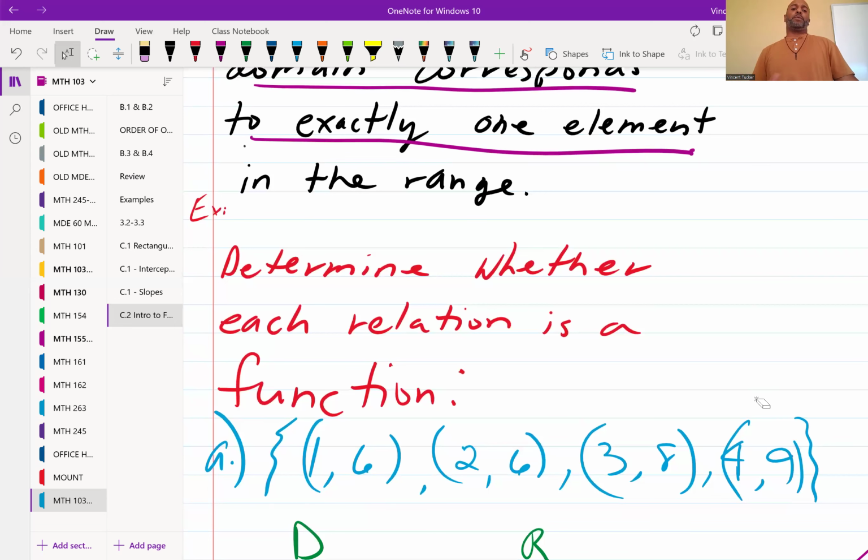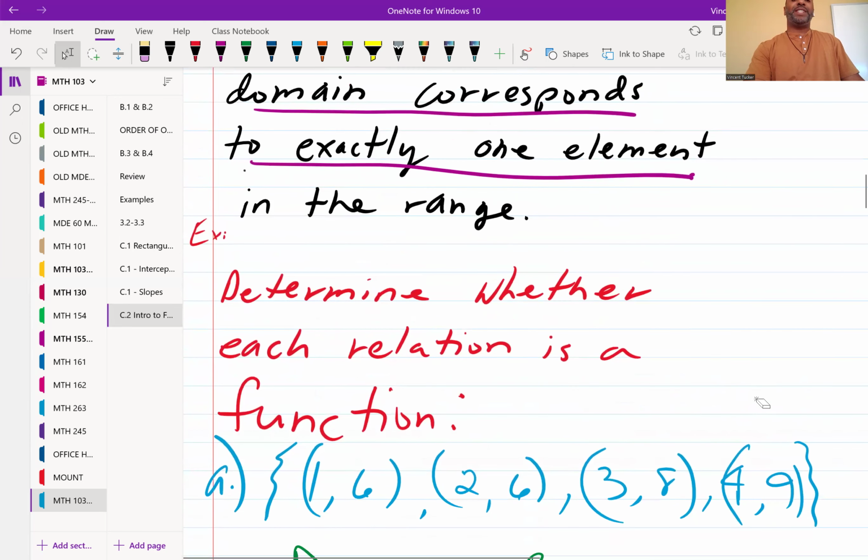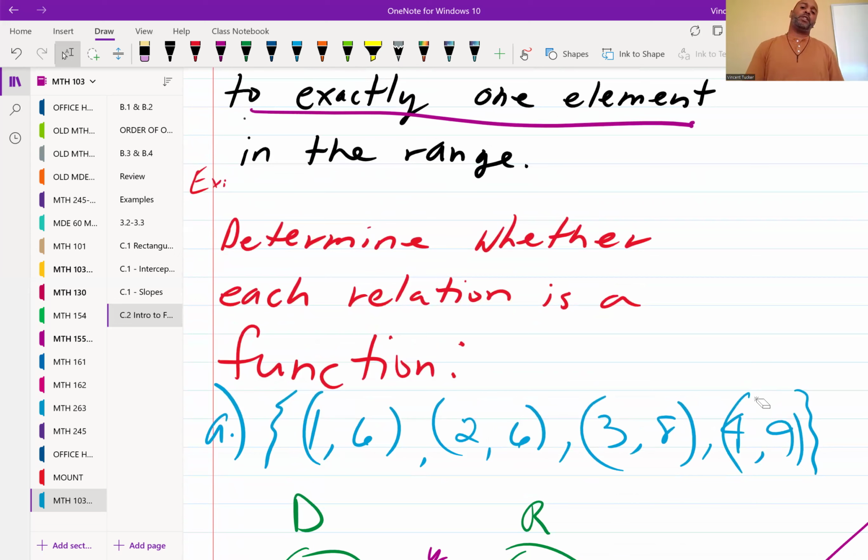So let's look at this first example. We want to determine whether each relation is a function. Now remember, what we're going to be leaning on is the idea that each value in your domain corresponds to exactly one value in your range. So we have the ordered pairs of 1, 6; 2, 6; 3, 8; and 4, 9.